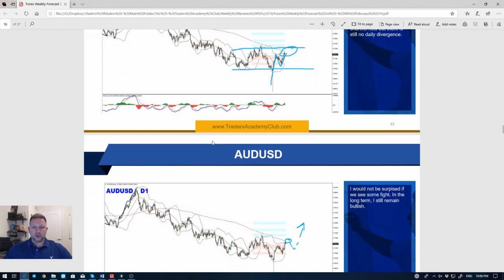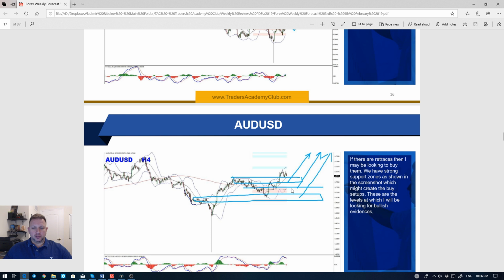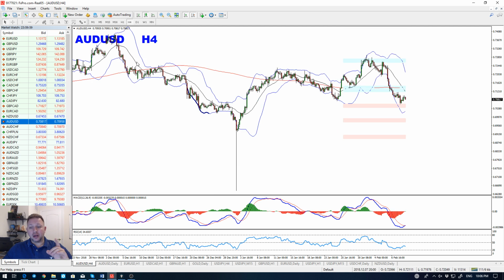Aussie dollar, we were looking for short-term retraces and buys from one of the supportive areas. Now the very important thing here was the corrective cycle, and the problem with this pair is that it does not have a corrective cycle yet. There is no bullish divergence here yet. So I would not be surprised if we clean this area and that's all good, right? But I would not be surprised if we face this scenario, right?